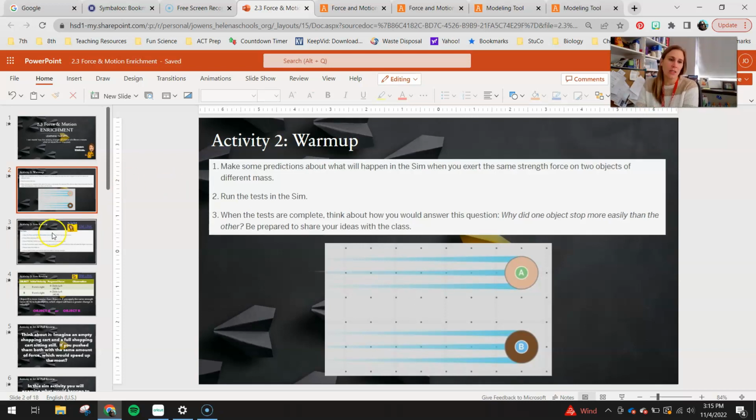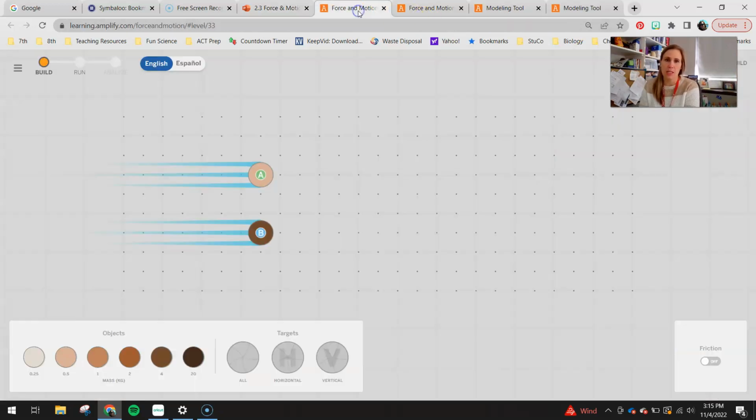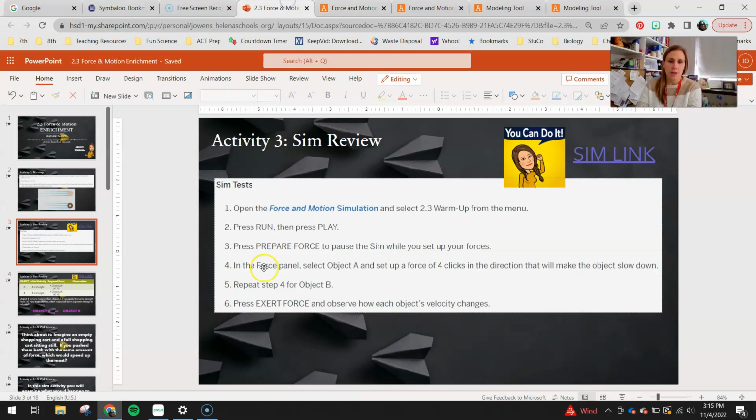Okay, so in your instructions, you are going to open up the sim. Your sim link is right here. It should take you into this sim where you notice, again, your two pucks, the light one and the heavy one, both moving to the right 8 centimeters per second. You're going to press run, then press play. Press prepare force to pause the sim to set up your forces. Then in the force panel for each object, you're going to exert the exact same force. So you're going to do 4 clicks to the left.